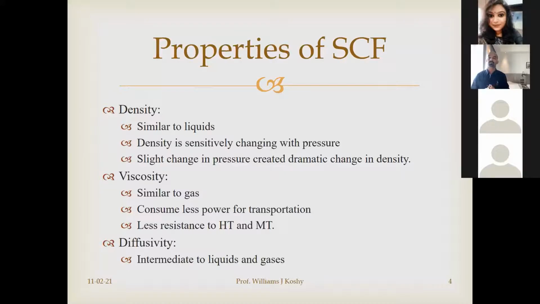So if you can analyze this, the advantage of using a supercritical fluid is that we get all the positive points related to liquids as well as gases. We get the density of liquids, the viscosity of gases, and the diffusivity is between liquid and gas. It means it's not less than the liquid, it's not more than the gas. So the diffusivity is also quite good. These are the advantages which make supercritical fluid very suitable for our supercritical extraction.